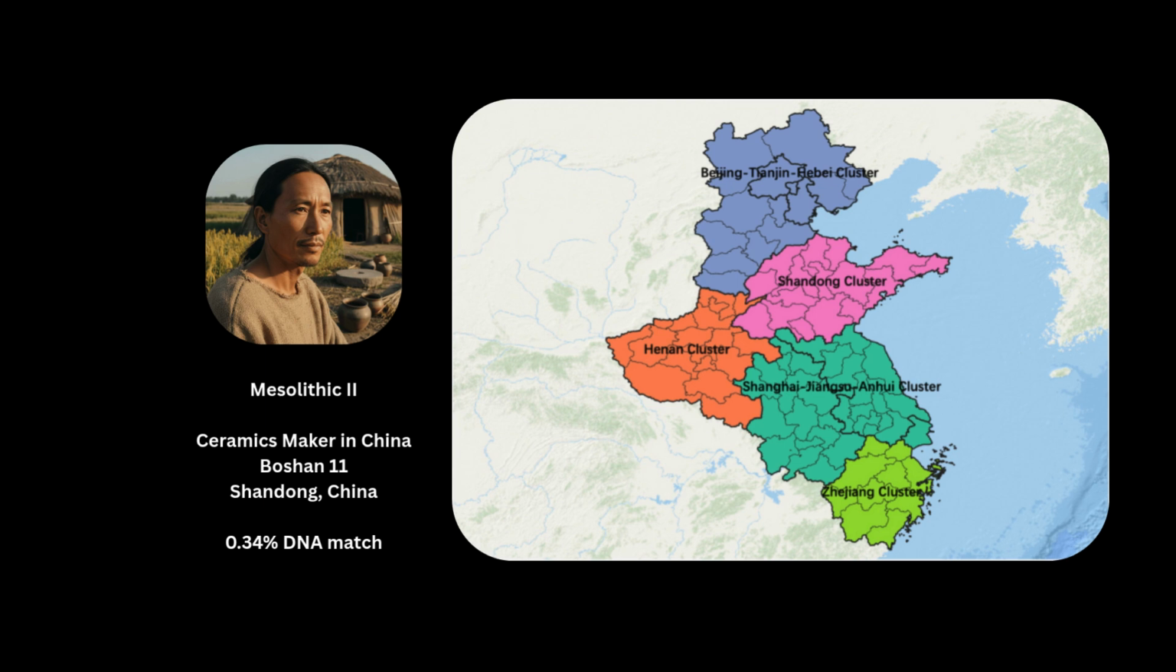Living near the streams and coastal basins of Shandong, his people were avid fishers. They consumed large quantities of freshwater fish, clams, and river turtles, catching them using specialized bone harpoons and early fiber nets.